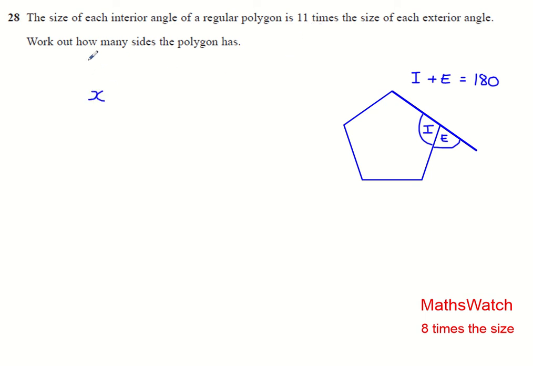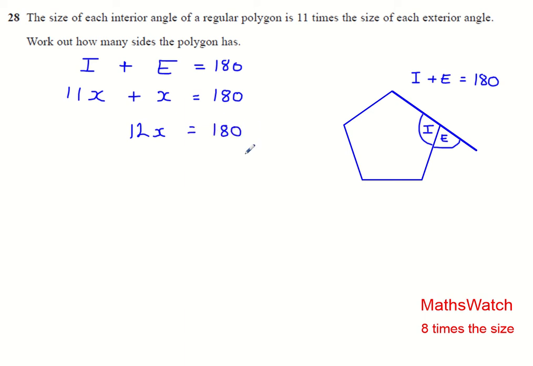And we know that the interior angle is 11 times the size of the exterior angle. So if the exterior angle we call X, the interior angle will be 11 times that size. But we know that when we add the two together, it must total 180. So how many x's do we have in total? Well, 11x plus another x means we would have a total of 12 x's. If you're doing this in boxes, you'd have 11 boxes and 1 box. That gives you a total of 12 boxes. It's the same thing. So 12 x's is 180.